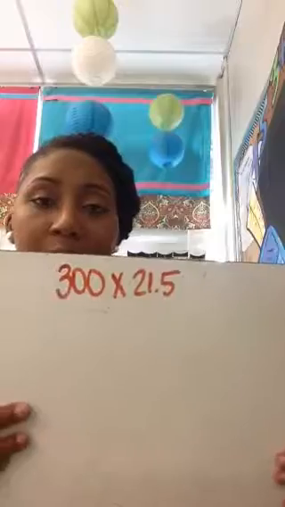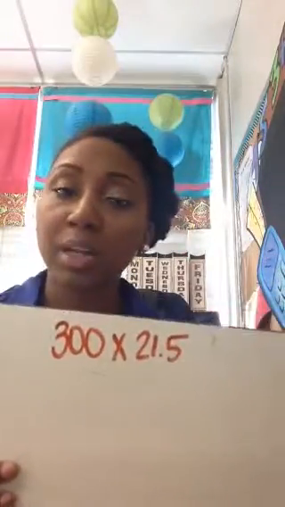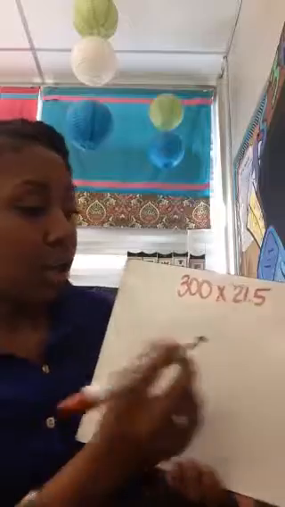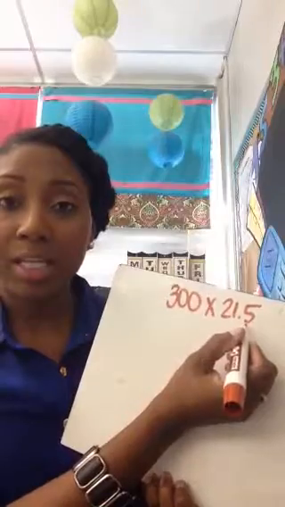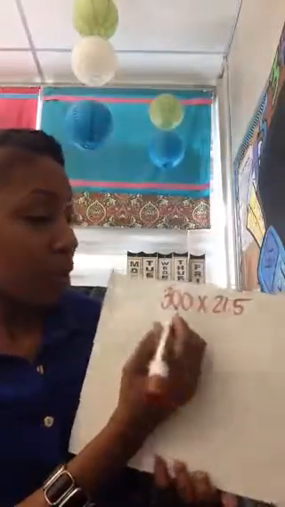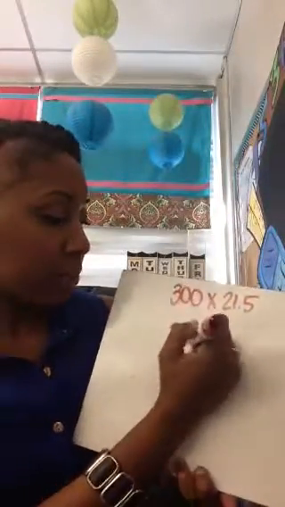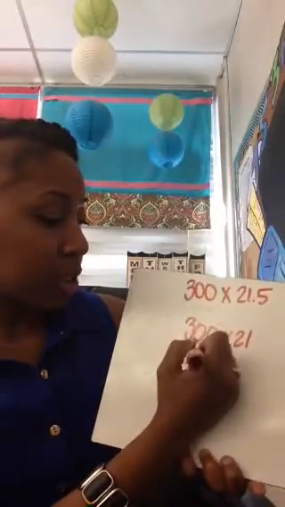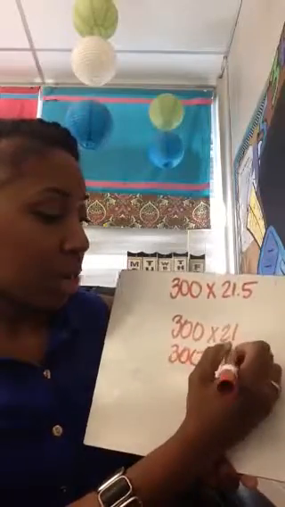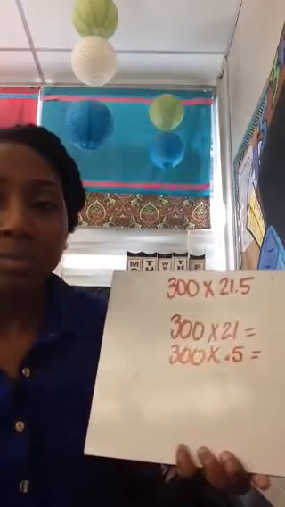Now let's look at an example using a decimal. I have 300 times 21 and 5/10. Okay, so you have to have a sense of place value. So let's look here. We have 21 as our whole number, and then we have 5/10 as our decimal, right? So we're going to take 300 and multiply that times 21, and then we're going to take 300 and multiply that times 5/10. Okay?